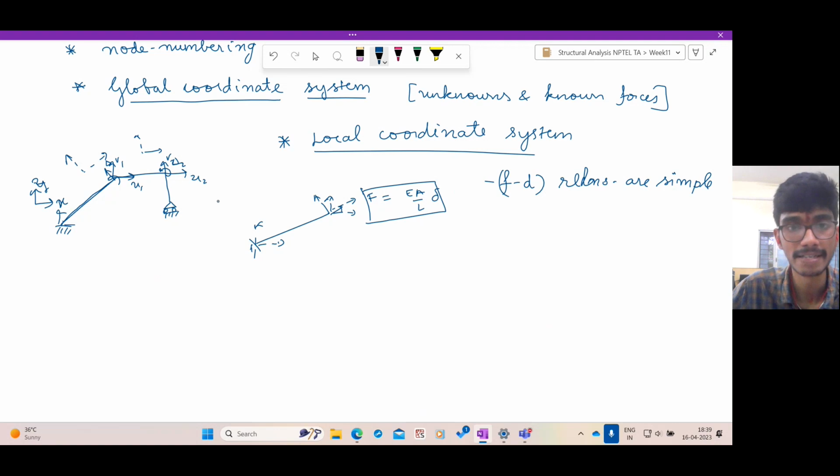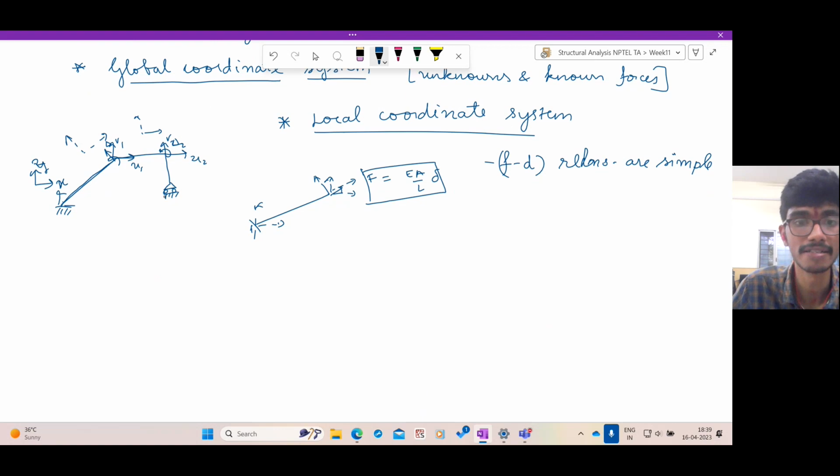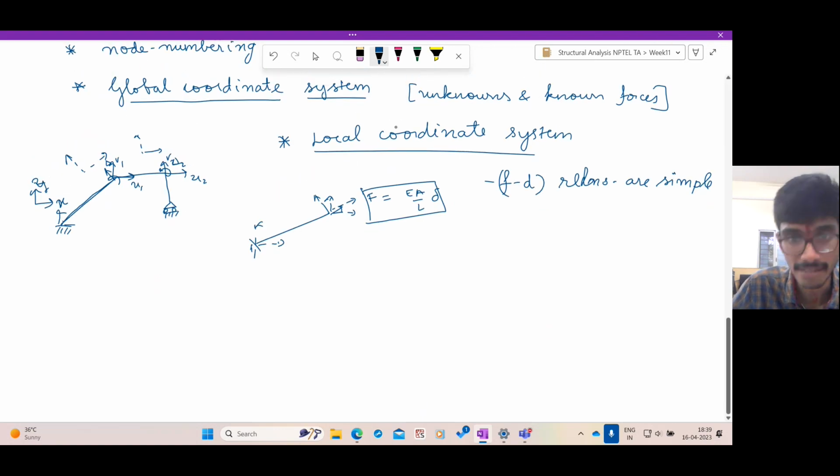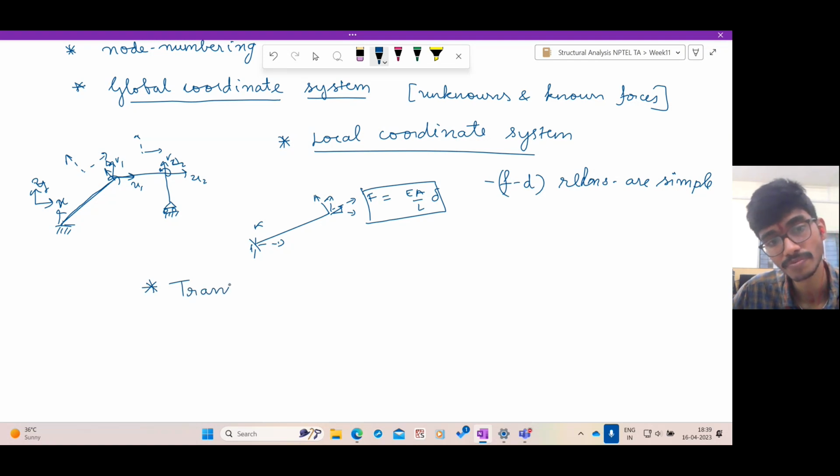But in a global coordinate system, the force displacement relations are not quite simple, but it is very convenient to represent all the unknowns and the known forces in a global coordinate system. Once you have two coordinate systems, of course, they are not independent. The quantities that you compute in the local coordinate system are not independent of the quantities that you compute in the global coordinate system, because there should be compatibility and other issues. And forces are vectors, so they transform in a certain way. So we need transformation rules between the local and the global coordinate system.